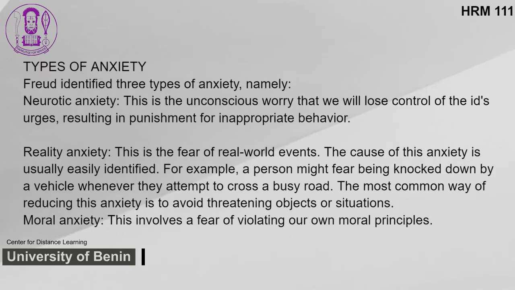Types of anxiety. Freud identified 3 types of anxiety, namely neurotic anxiety. This is the unconscious worry that we will lose control of the id's urges, resulting in punishment for inappropriate behavior.